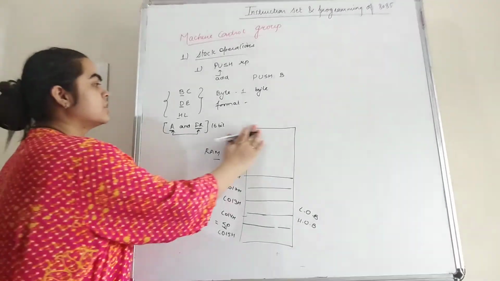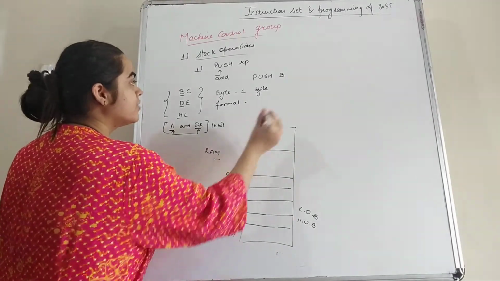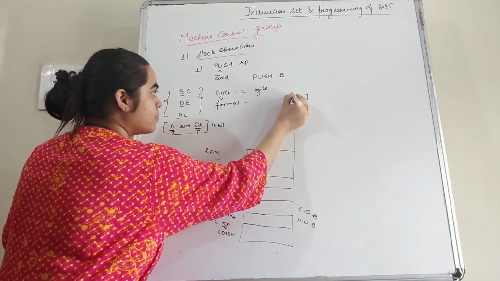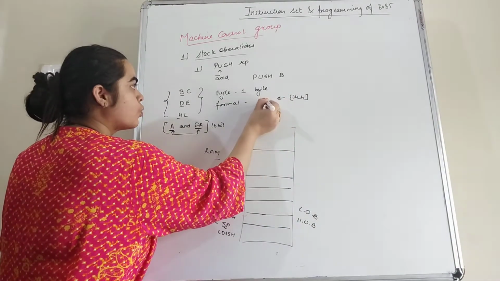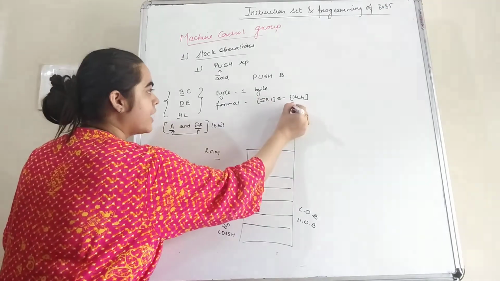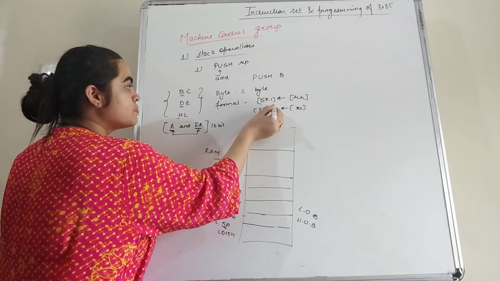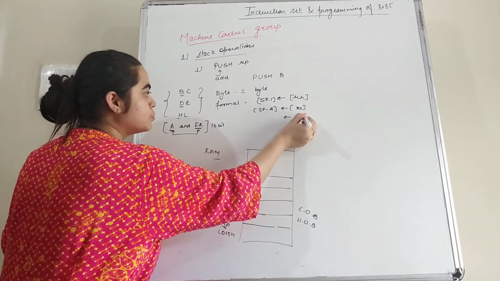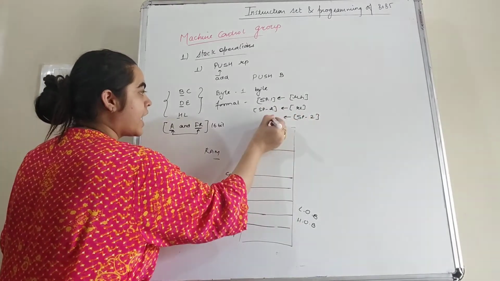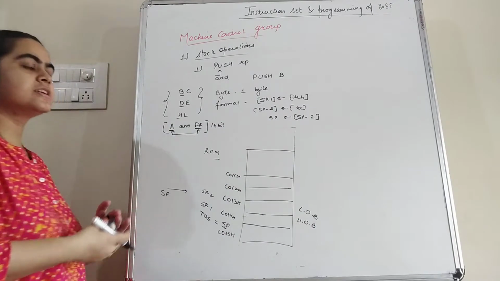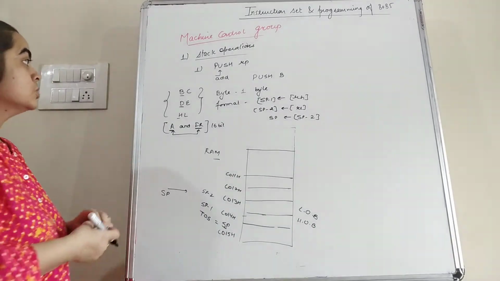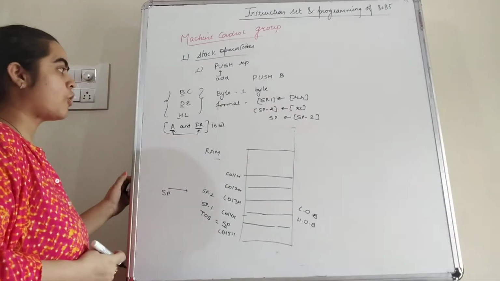So we can see the format. In the format, the higher order byte of the register pair goes to SP minus 1 and the lower order byte of the register pair goes to SP minus 2, and after pushing the values, the stack pointer's current location is SP minus 2. So this is the format of the instruction.